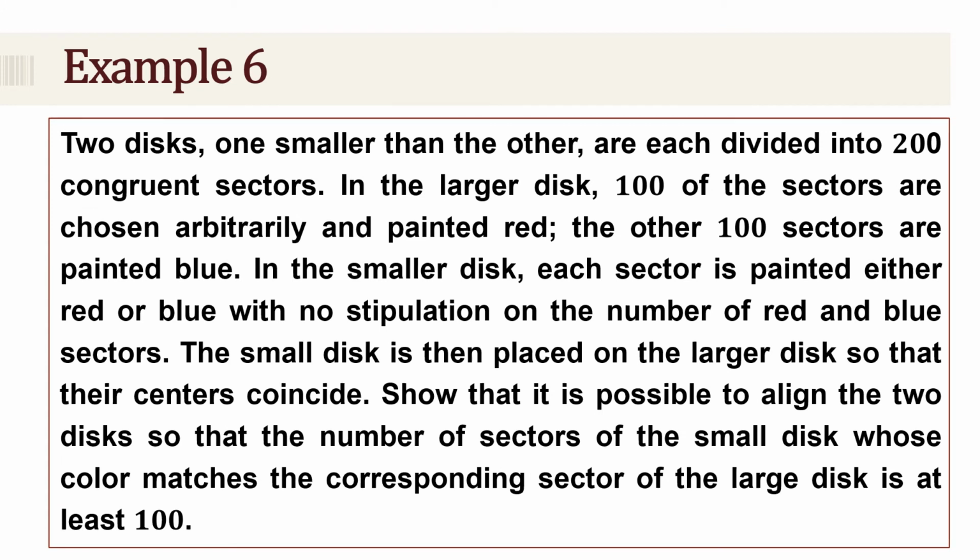For the last example, 2 discs, one smaller than the other, are each divided into 200 congruent sectors. In the larger disc, 100 of the sectors are chosen arbitrarily and painted red. The other 100 sectors are painted blue. In the smaller disc, each sector is painted either red or blue with no stipulation on the number of red and blue sectors. The small disc is then placed on the larger disc so that their centers coincide. Show that it is possible to align the two discs so that the number of sectors of the small disc whose color matches the corresponding sector of the large disc is at least 100.